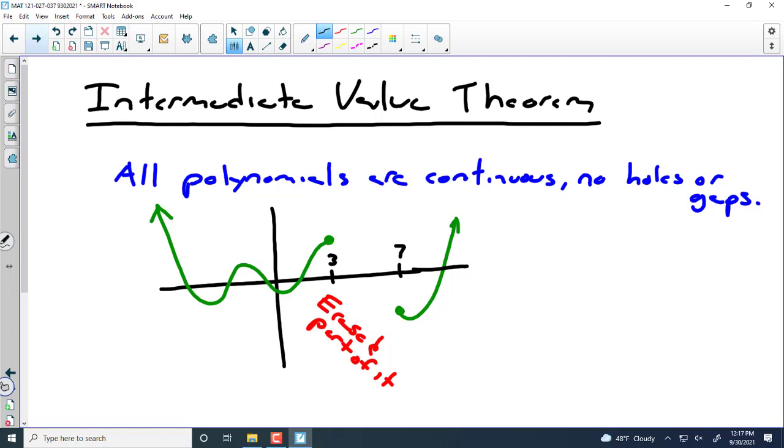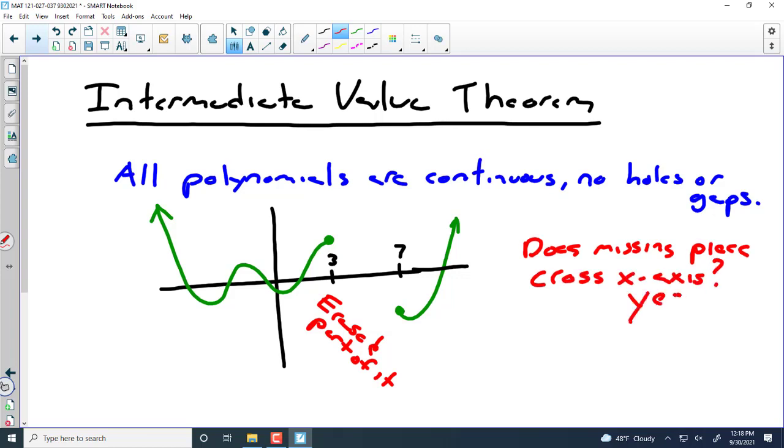Now, the intermediate value theorem is not the most glorious theorem you'll ever hear about. In fact, it irritates a lot of people because it doesn't really seem to tell you much at all. But here's the idea, everyone. I just want you to think about this very carefully. Does that missing piece have to cross the x-axis? Yeah. Absolutely. Let me write the answer to that question first. Does the missing piece cross the x-axis? And the answer is a resounding yes.